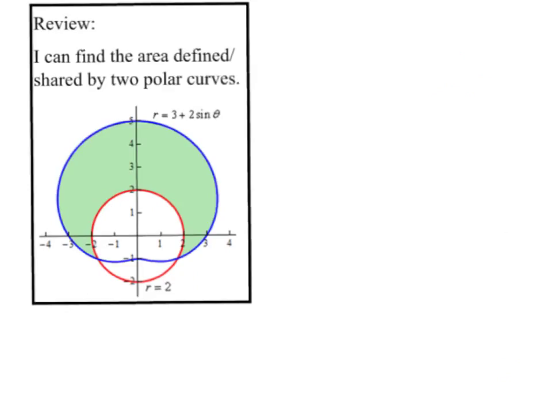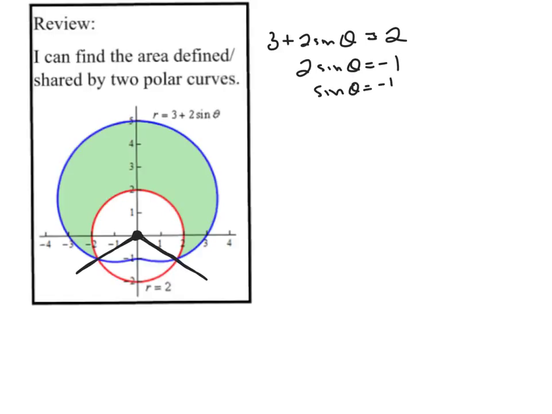Last thing I just wanted to review, finding the area included in polar curves. And remember, the first thing I would always do is draw a line from the origin to my point of intersection, such like that. And then I need to figure out what those intersection points are, and I can do that by setting my two equations equal to each other. So 3 plus 2 sine theta, this limacon, equals 2. Subtract 3 from both sides. I have 2 sine theta equals negative 1. Divide both sides by 2, so sine of theta is negative 1/2.